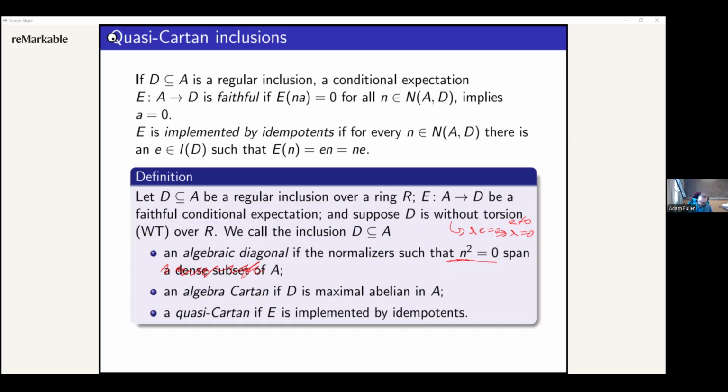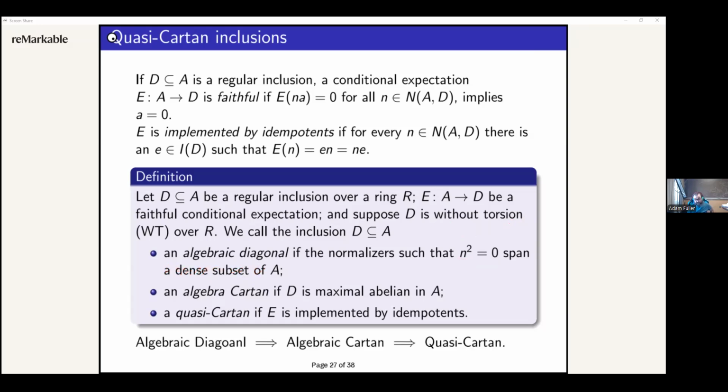We're Cartan if we're maximal abelian, and we are what's called quasi-Cartan if E is implemented by idempotents. And this is something which doesn't quite have the direct analog in the C-star setting. We do have this chain of inclusions, but this is a theorem. This isn't an obvious statement. I don't have the names of people who proved this theorem on this slide. I will have it on the next. And there's a lot of them.